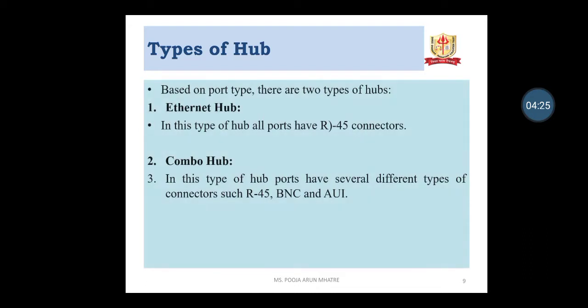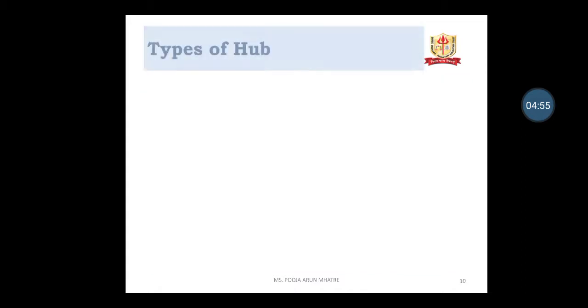Types of hubs. Based on the port type, there are 2 types of hubs, that is Ethernet hub and combo hub. In an Ethernet hub, all the ports are RJ45 connectors. Here there is a typing mistake, RJ45 connectors. In a combo hub, ports have several different types of connectors such as RJ45, BNC and AUI.